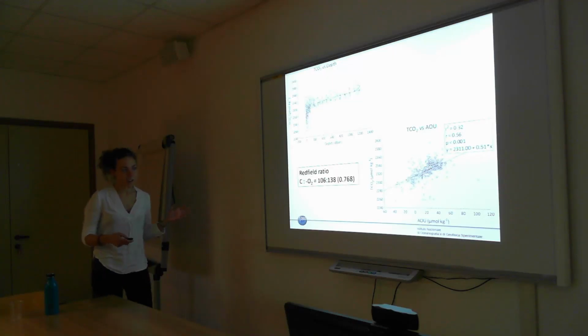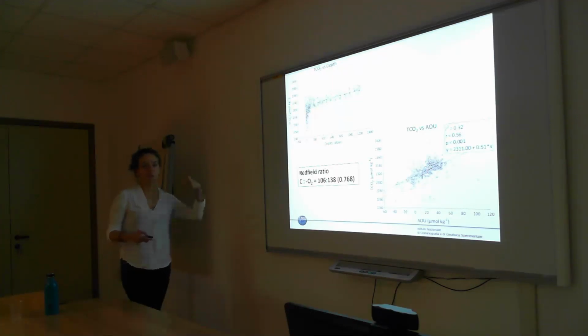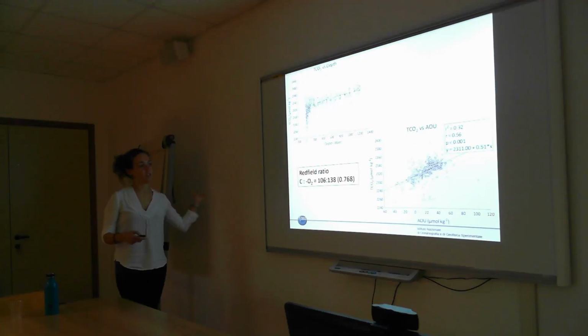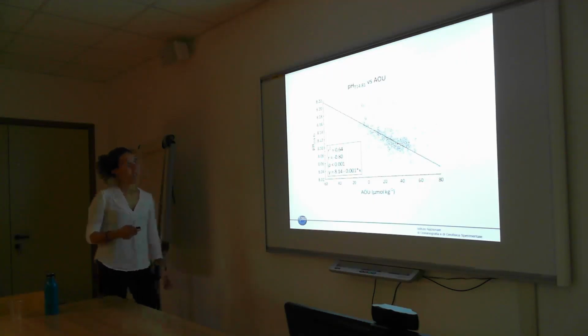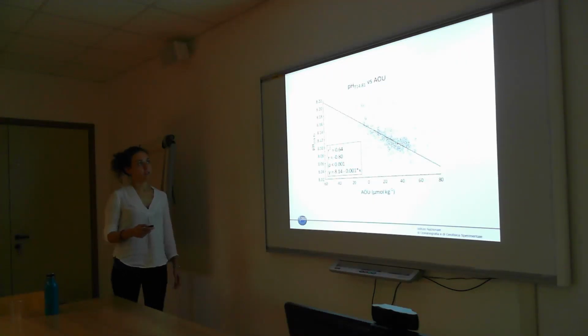This is all the transect. So it's not just the deep water or just the surface water, it's all the transect and all the cruises, so different seasons and different environments. Comparing the pH at a constant temperature and the apparent oxygen utilization, we can see that there is a really nice regression, and this underlines that biological processes have a really high influence on these two parameters.